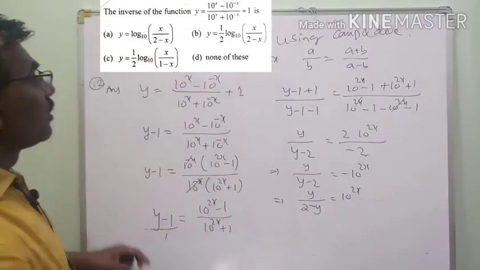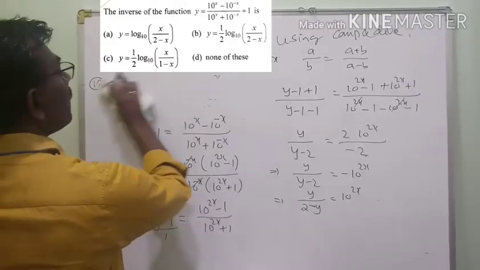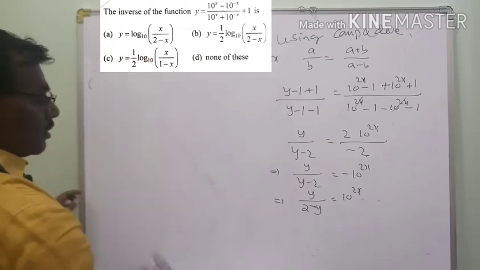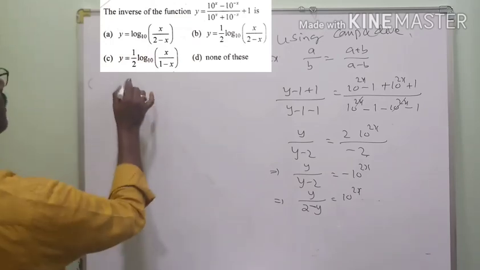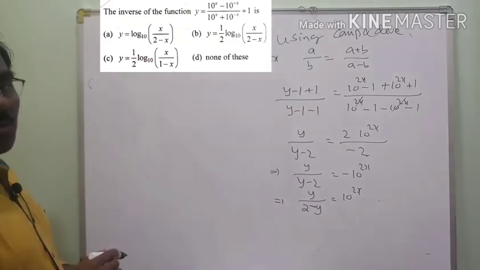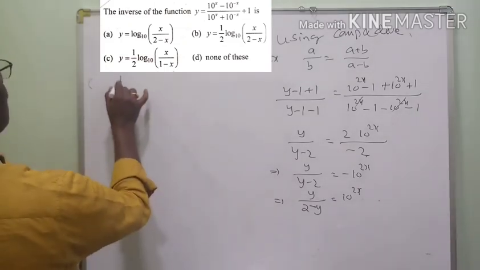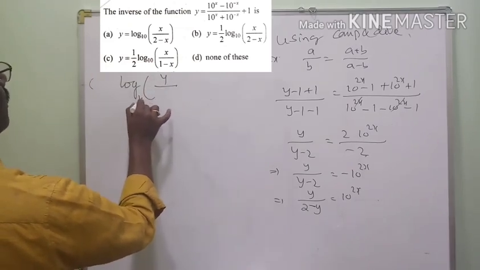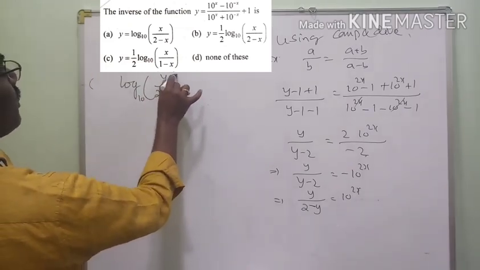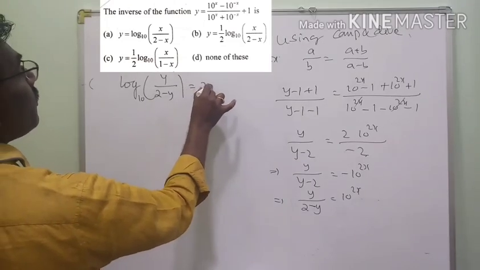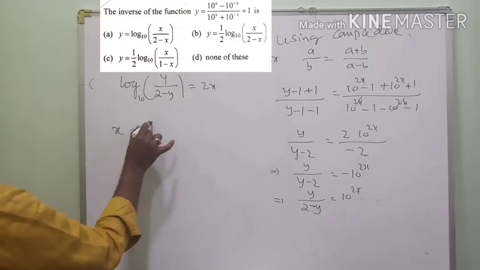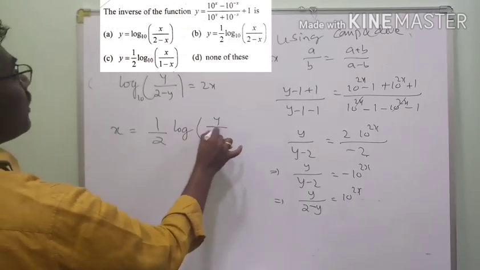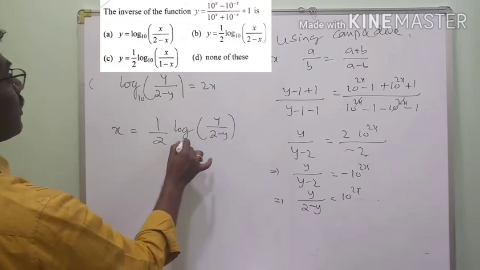Now applying log on both sides to the base 10. Log of y by 2 minus y equal to 2x. What is x? x equals 1 by 2 log of y by 2 minus y to the base 10.